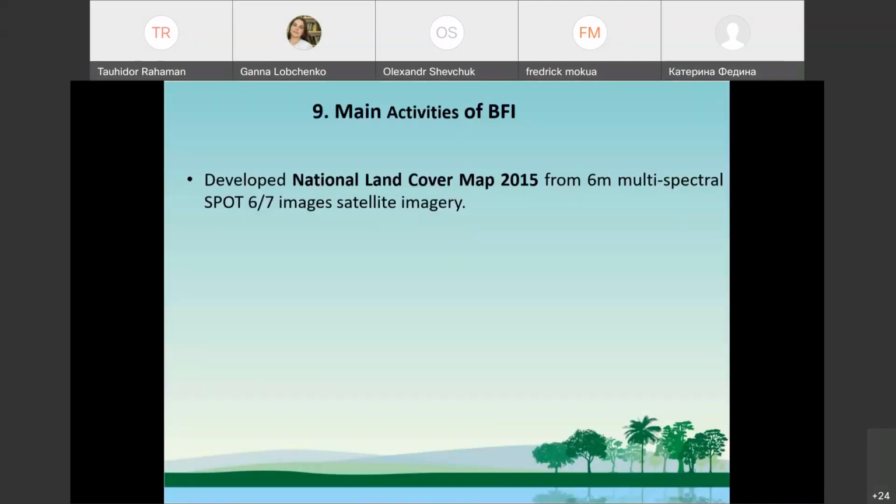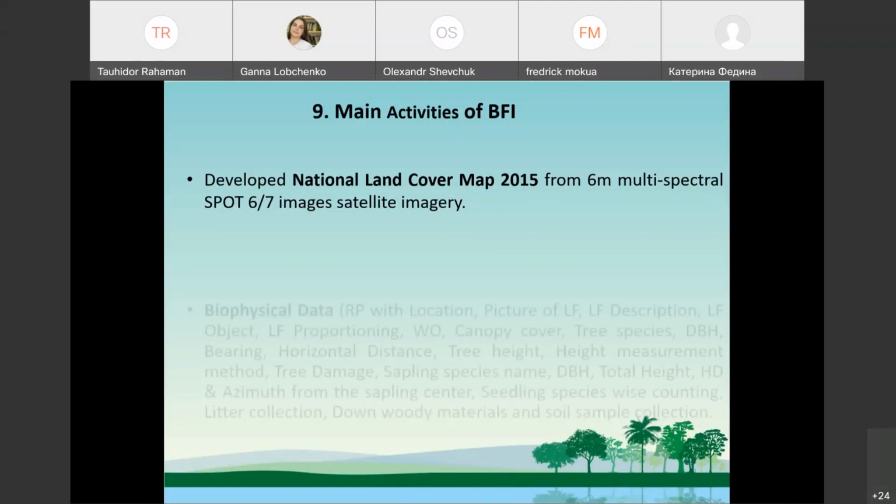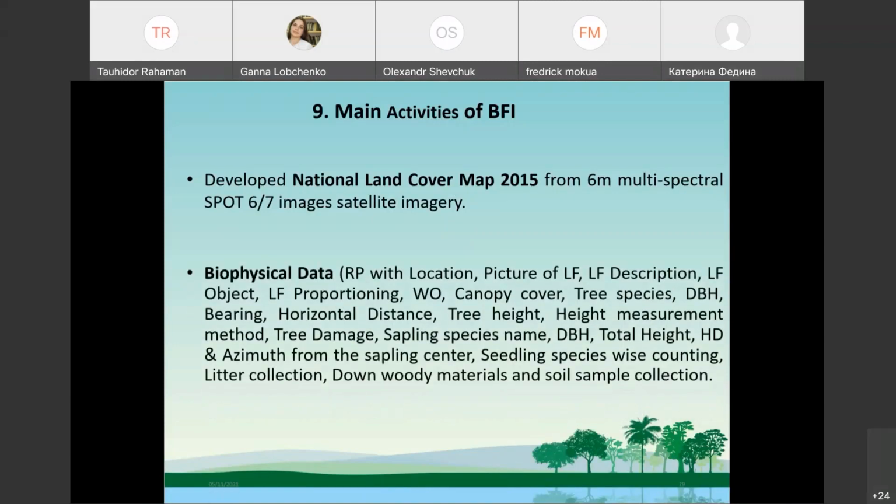The main activity of BFI: first, we developed the national land cover map in 2015 from 6-meter multispectral SPOT 6 satellite imagery. And second was biophysical data. They are a little bit tricky to read. So RP with location. RP means reference point. When we visit a plot, first we set a reference point. It could be an electric pole, any permanent structure, or anything different from the land feature. We take that RP, we take the description of that RP, and we take the picture and location of that RP.